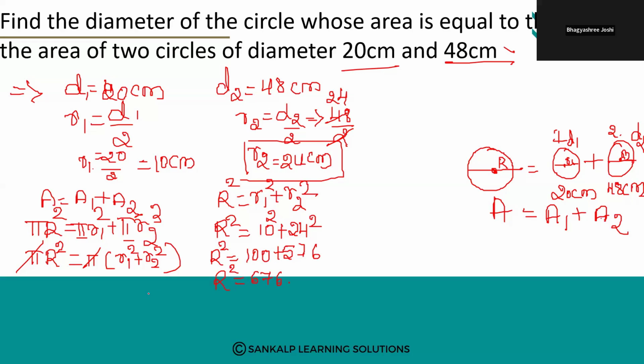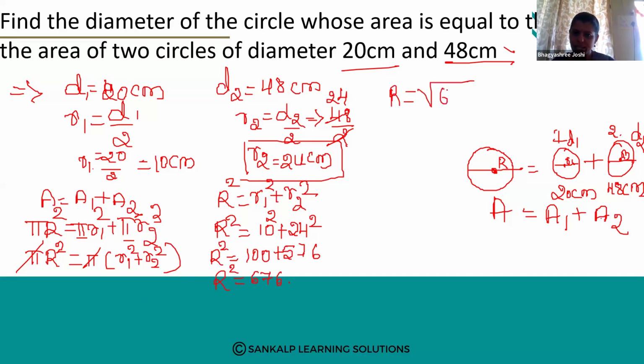Then what is the value of R? R value is the square root of 676, plus or minus. The square root of 676 is 26, right? Therefore, R value is 26. Radius cannot be negative, therefore we will take the positive value. That means R is equal to 26 centimeter.